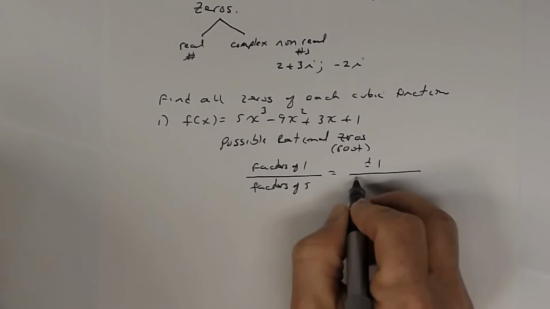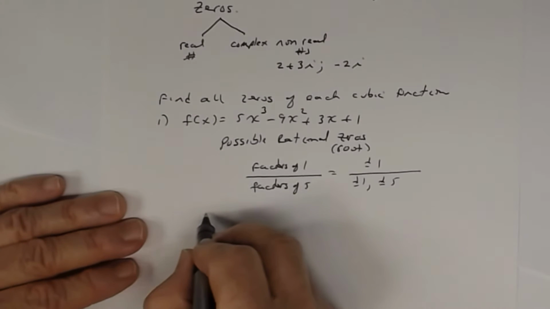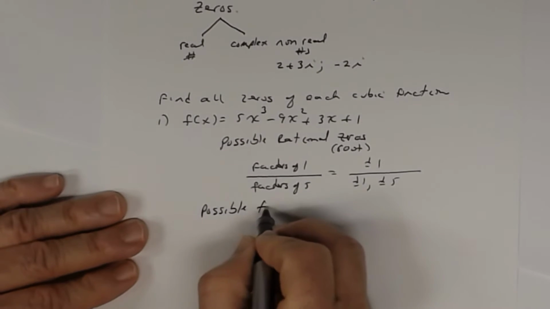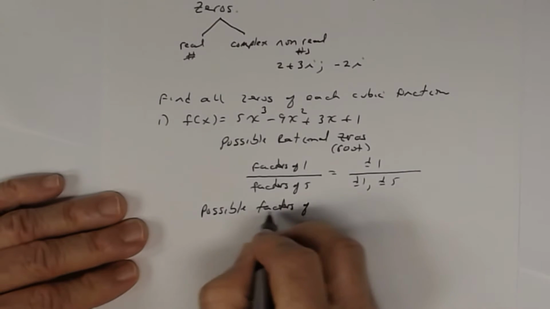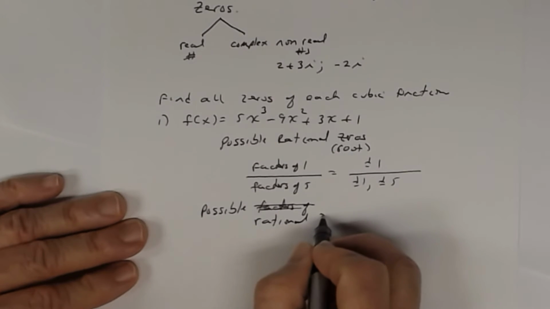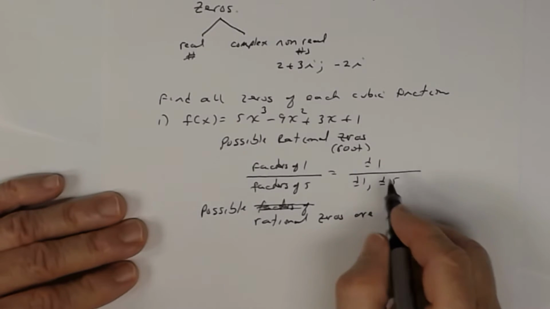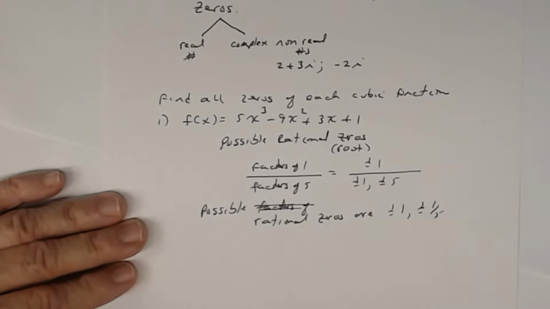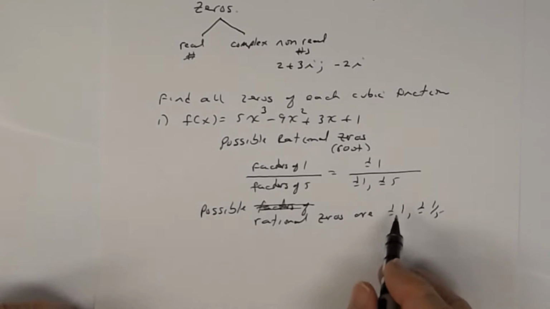And the only factors of 5 are plus or minus 1, plus or minus 5. And so you're going to rewrite this better. So you're going to say the possible rational zeros, excuse me. Possible rational zeros are 1 divided by 1 is 1, 1 divided by 5 is 1/5. So plus or minus 1, plus or minus 1/5. Okay? All right. So let's try 1 first.